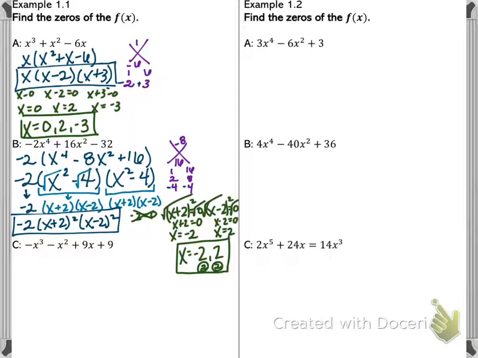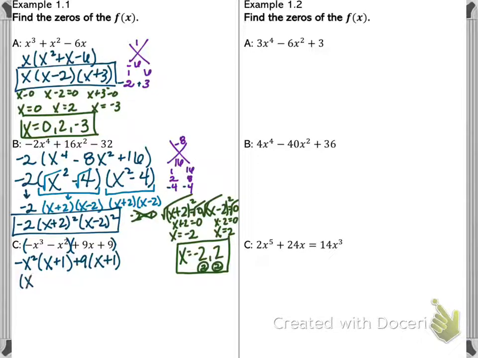Okay, so the next one is grouping. So we need to separate this by cutting it in half. So it's going to be like this, and my GCF of the first one is going to be a negative x squared. Remember, it's going to be negative because we can't have our first term be negative. This will give me x plus 1, and then I'll have a GCF of 9 in the other one.